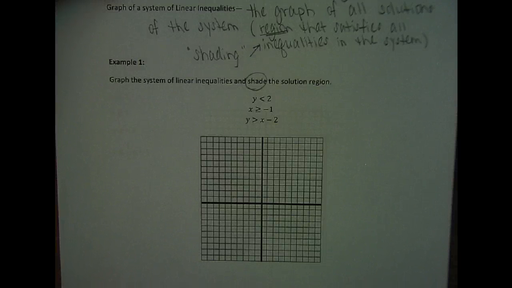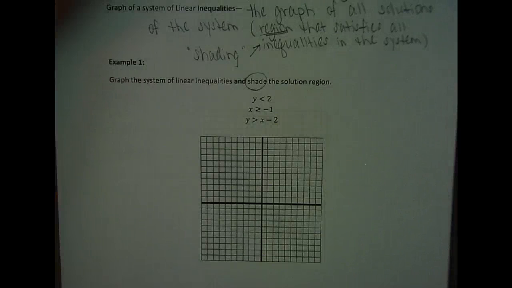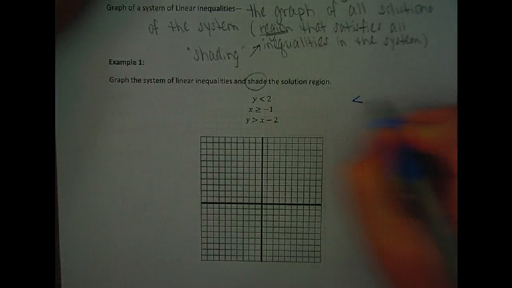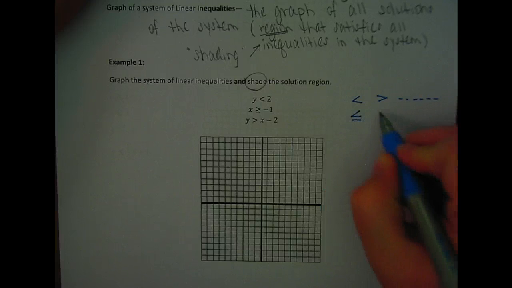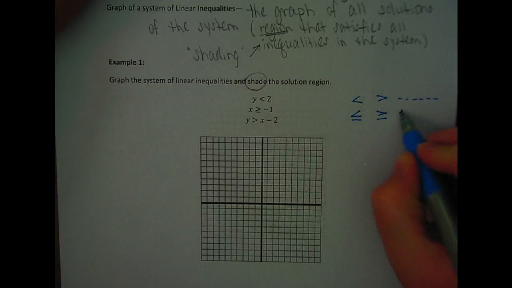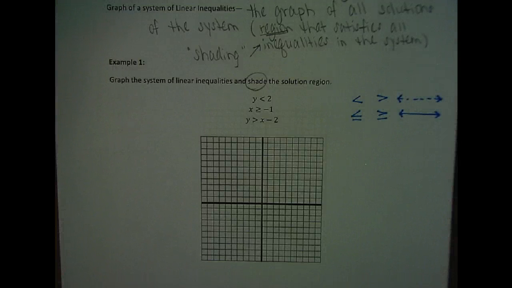Okay, so first of all, we have y is less than 2. You guys remember prior to that, a less than or a greater than indicates a dotted line, and a less than or equal to or greater than or equal to represents a solid line. That's important when shading because if it's a dotted line and the point is on the dotted line, it would not be included, whereas a solid line would be included.